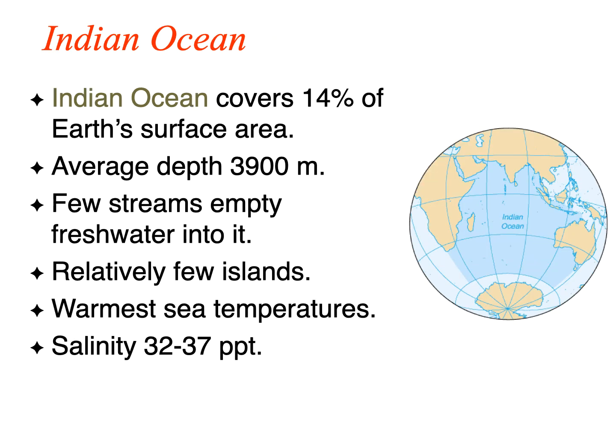The Indian Ocean is our last ocean basin, covers 14% of the Earth's surface, average depth of about 3,900 meters. Few streams empty fresh water into it, has relatively few islands, and has some of the warmest sea temperatures relative to the other basins. Its salinity is a little bit higher than the other basins at about 32 to 37 parts per thousand.